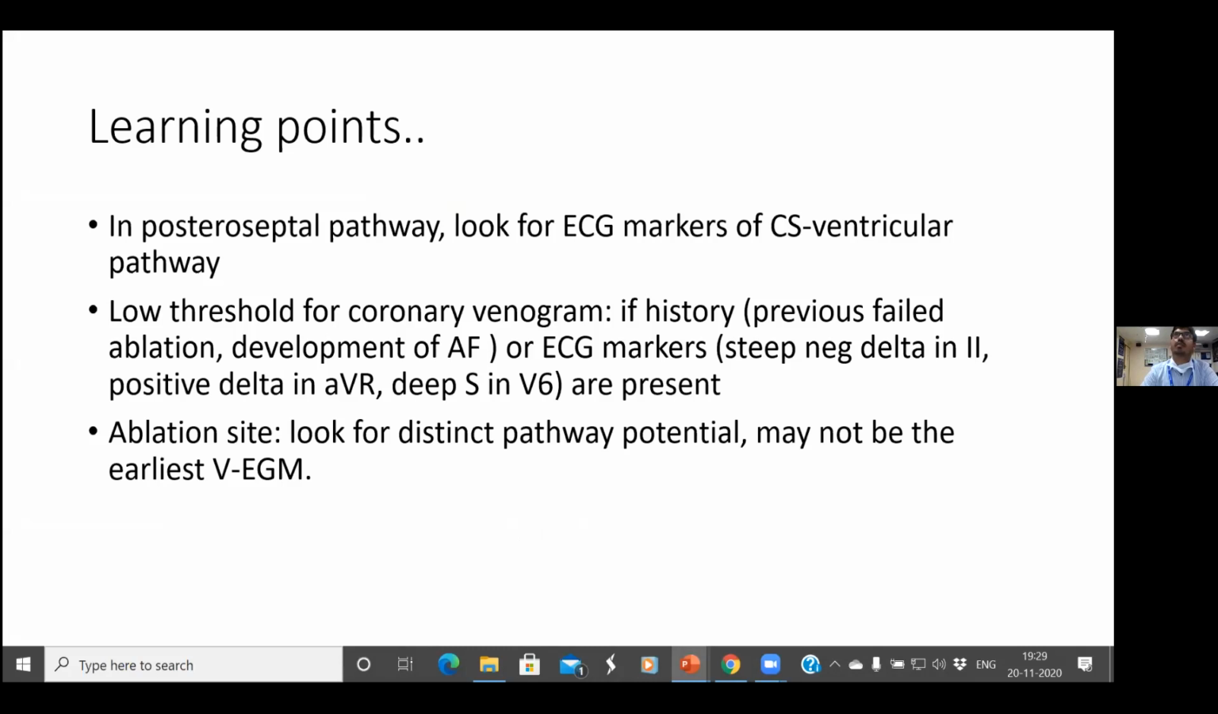And all these findings raise a suspicion of CS ventricular accessory pathway, and one should keep a low threshold for the coronary venogram whenever these findings are present. And during the ablation, one should look for the distinct pathway potential. And these sites may not have the earliest local activation and may show a small initial positive deflection in the unipolar signals.